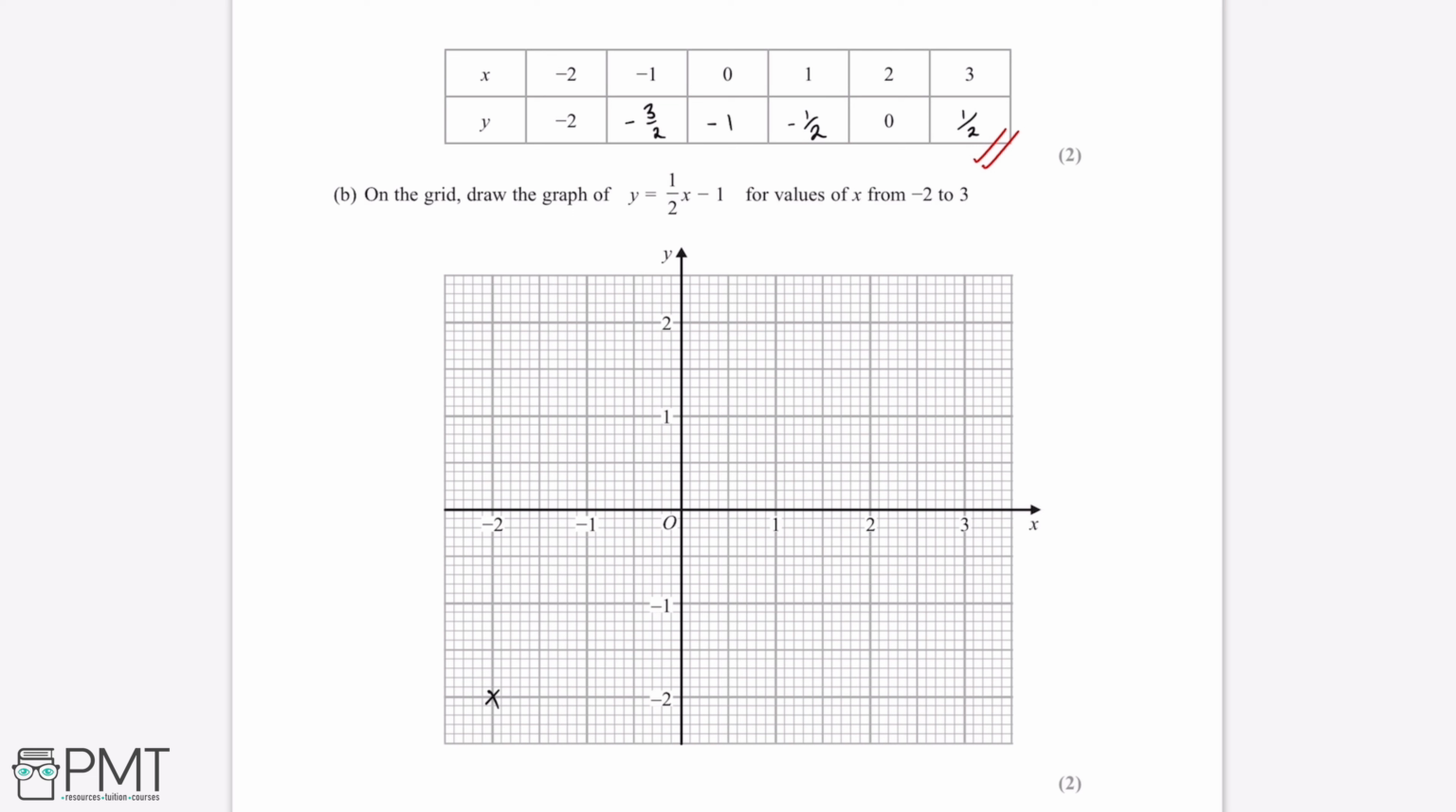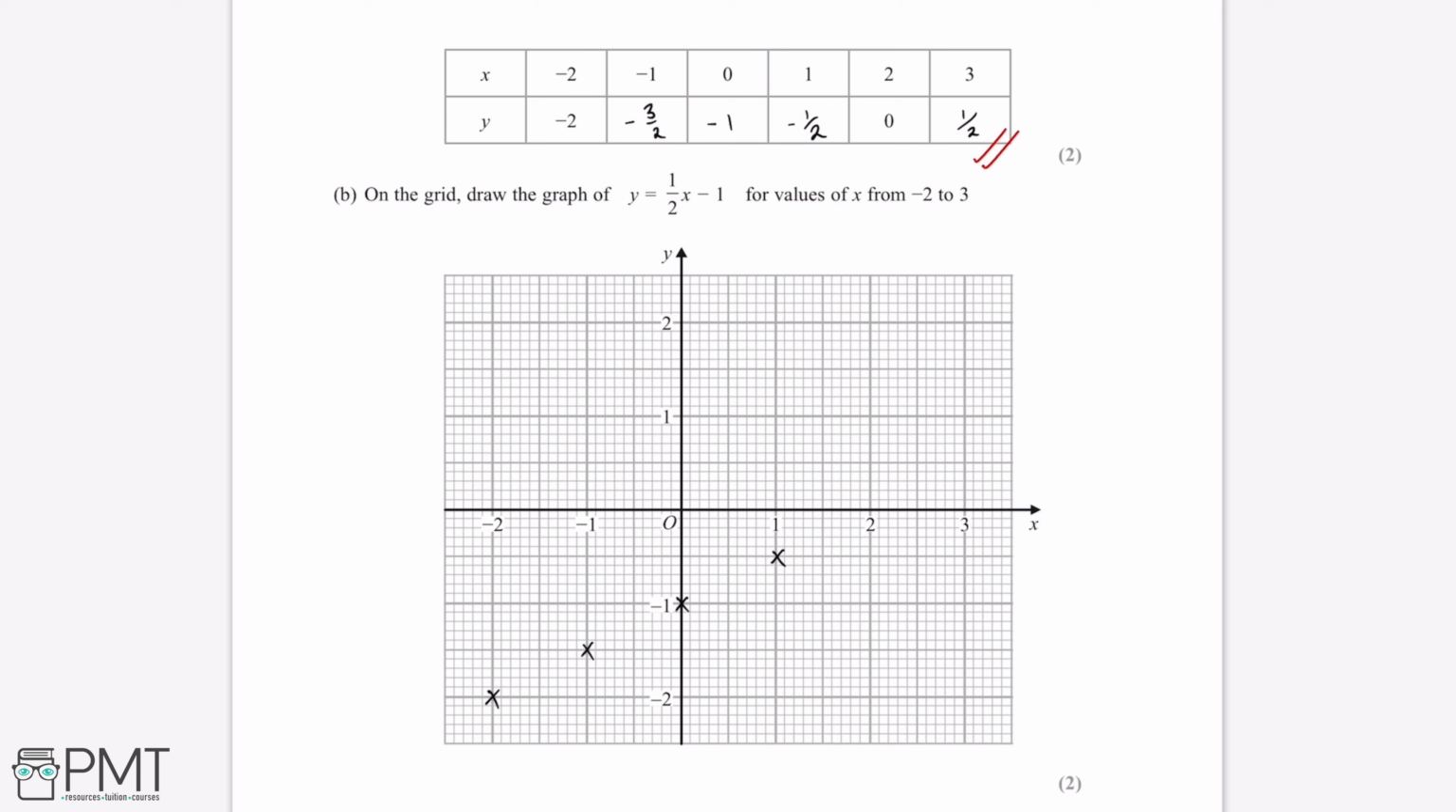Next we can move on to when x equals -1 and then y equals -3/2. So we'll go -1 on the x-axis and then -1.5 down the y-axis. And we can plot our point here. When x equals 0, y equals -1. So we'll want to go down -1 on the y-axis. And we can plot our point here. When x equals 1, y equals -1/2. So we'll move 1 across on the x-axis and -1/2 down on the y-axis.